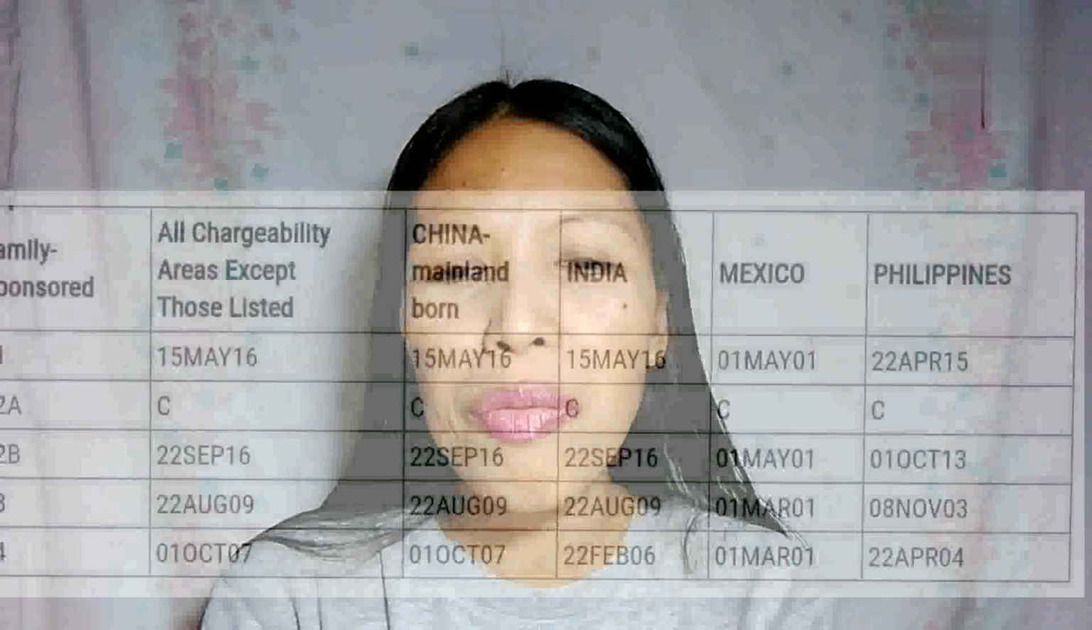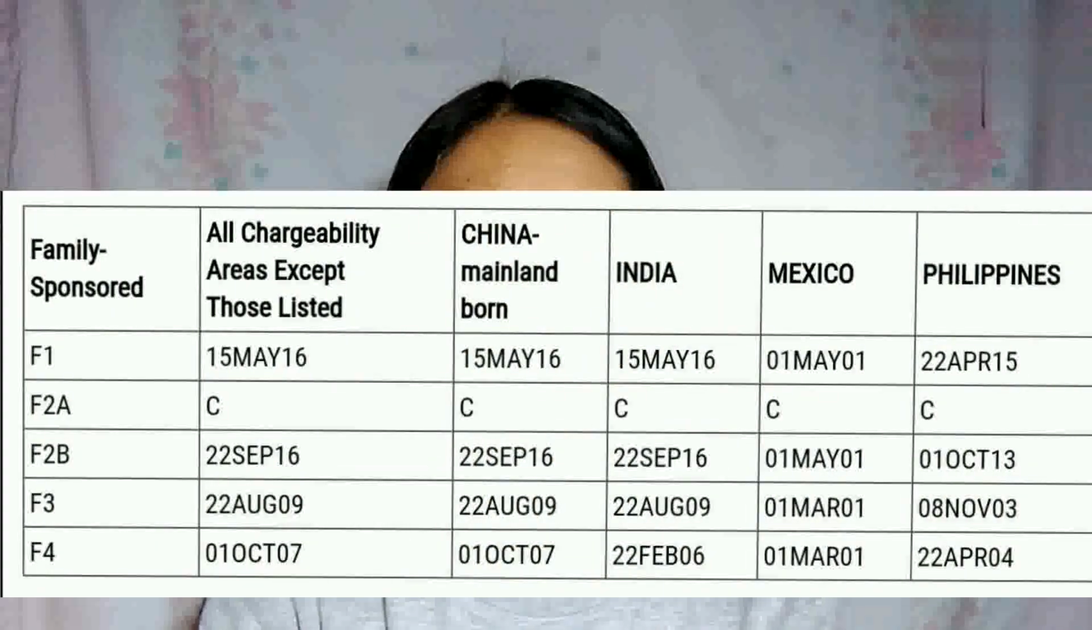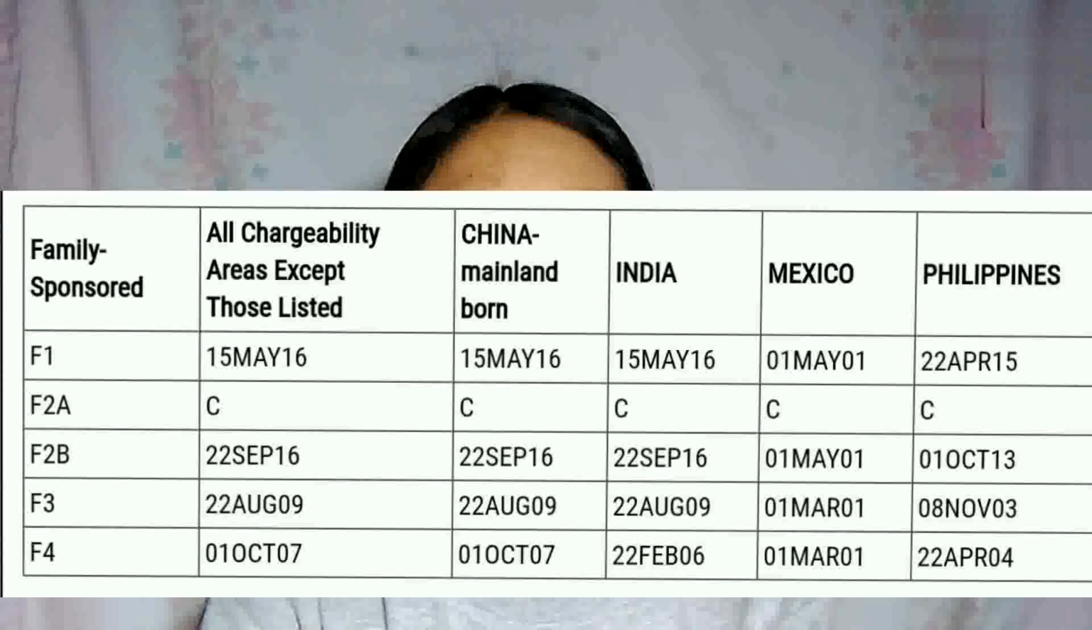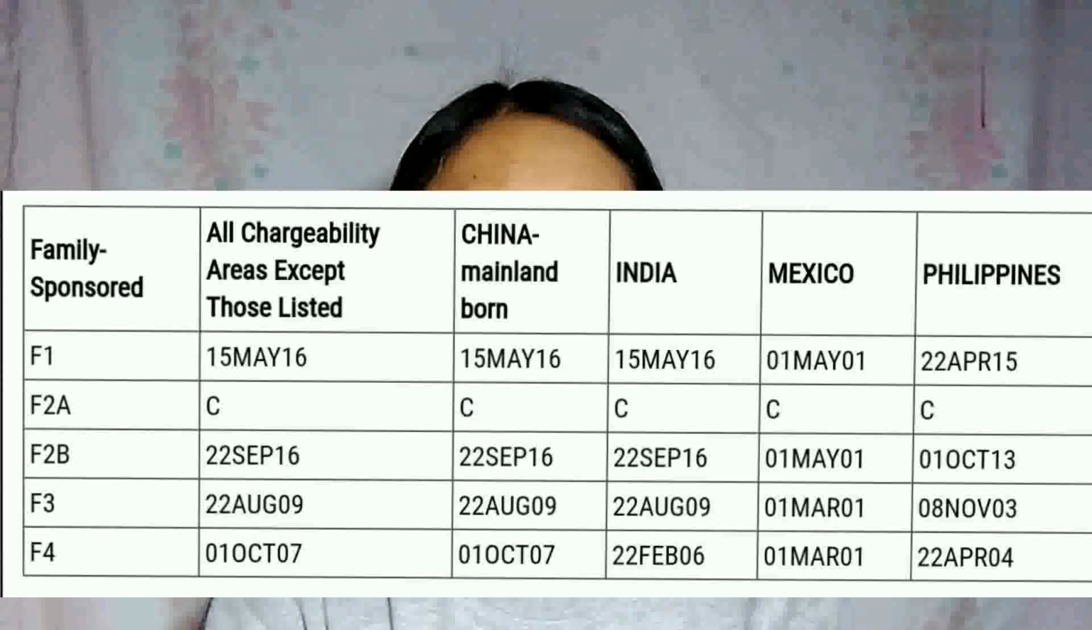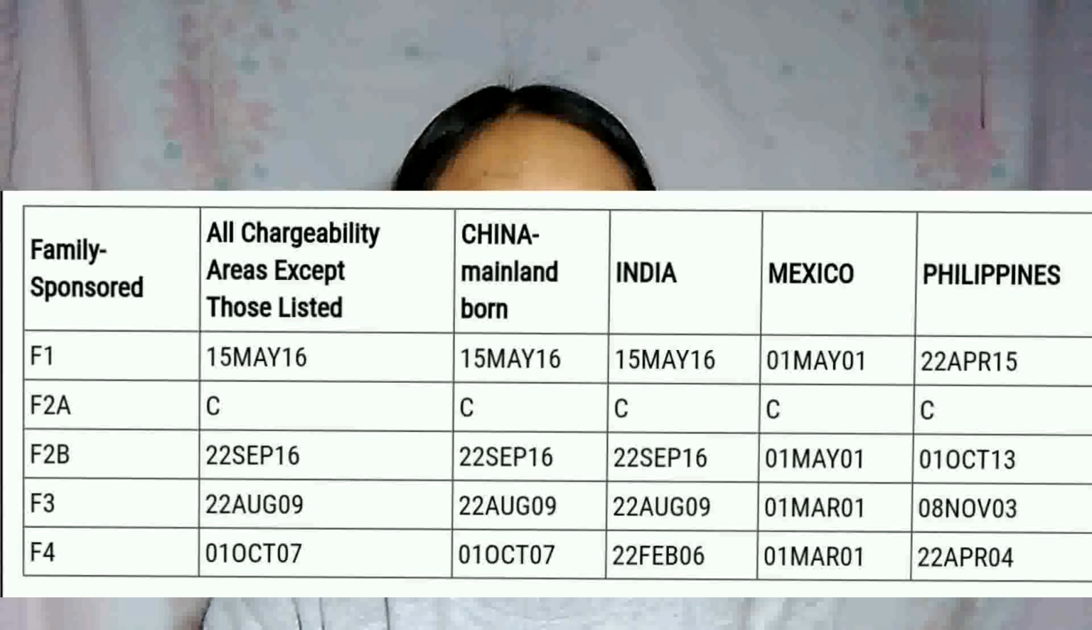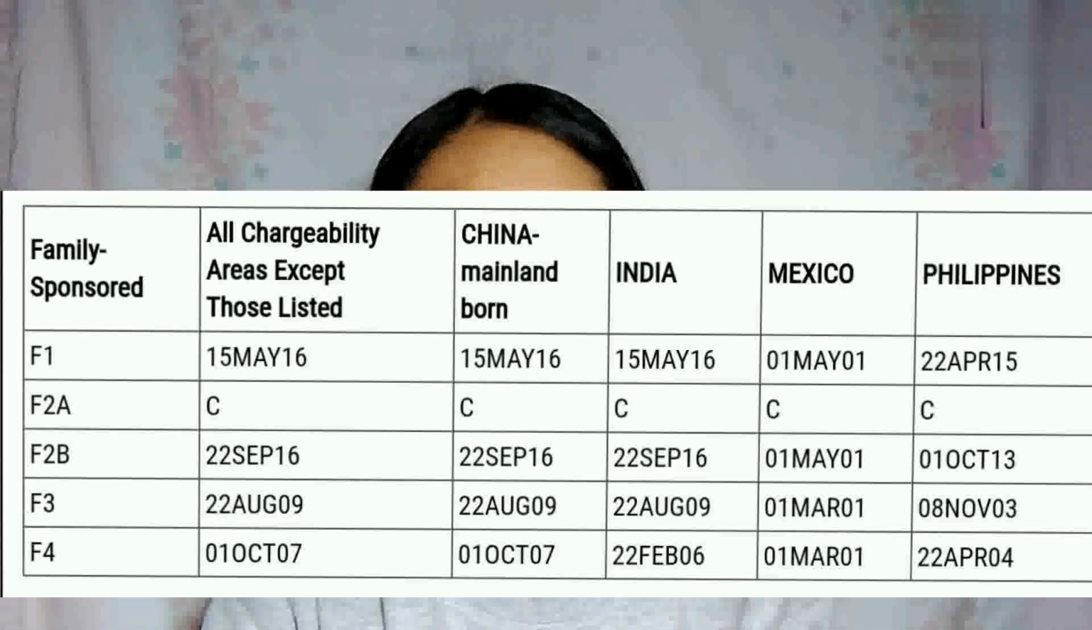So guys, this is the chart of the dates for filing family-sponsored visa applications. F1, all chargeability areas except those listed, May 15, 2016. China mainland-born, May 15, 2016. India, May 15, 2016. Mexico, May 1, 2001, and Philippines, April 22, 2015.